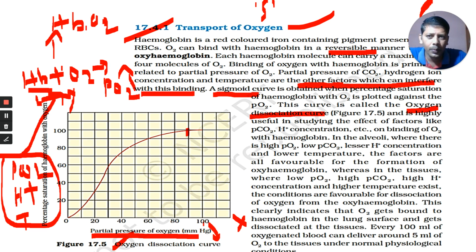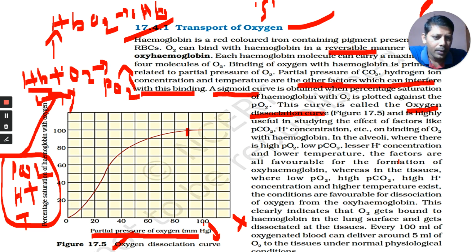This is the structure of oxyhemoglobin. This is the formula HbO2. When oxygen binds with hemoglobin, what is this? Oxyhemoglobin. Hb, hemoglobin, is denoted with Hb.